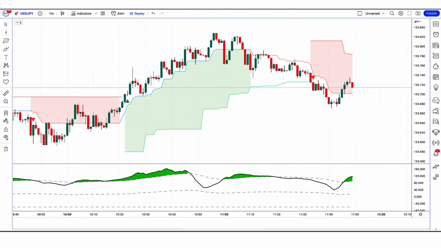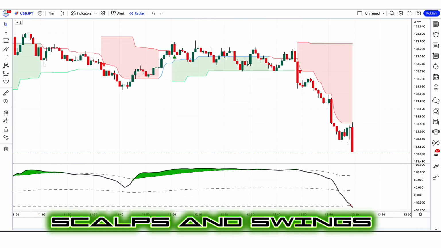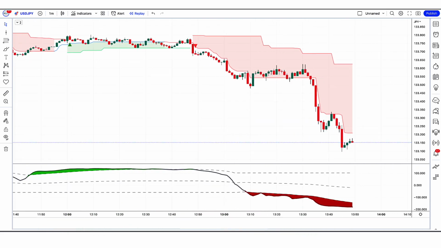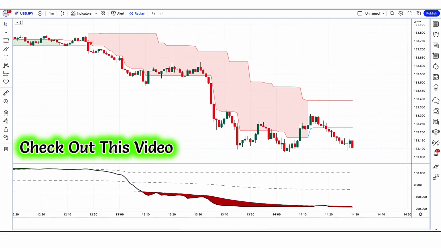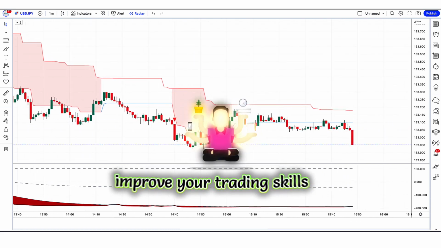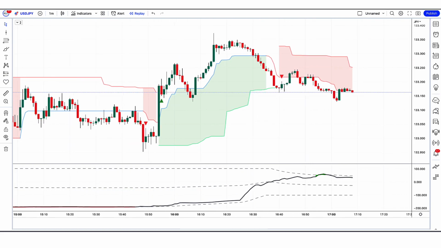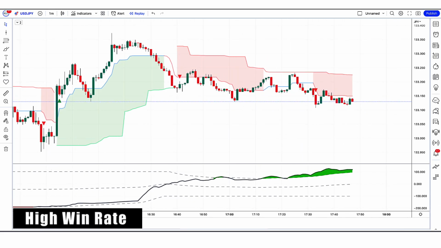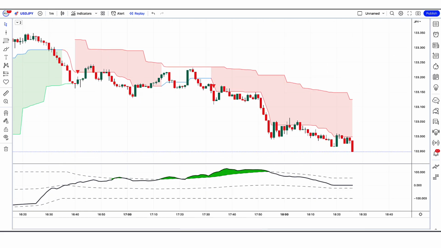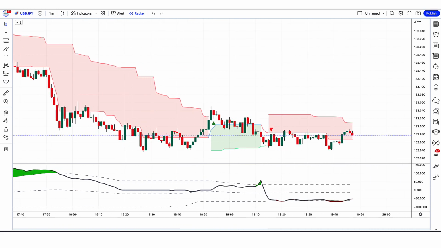By using this indicator, you'll be able to make more informed decisions when trading scalps and swings. So whether you're a beginner or an experienced trader, be sure to check out this video and see how this indicator can help you improve your trading skills. I am revealing a simple and profitable scalping strategy that is proven to have a high win rate. We are going to tell you everything about Hades trend follow indicator and best price action strategy.